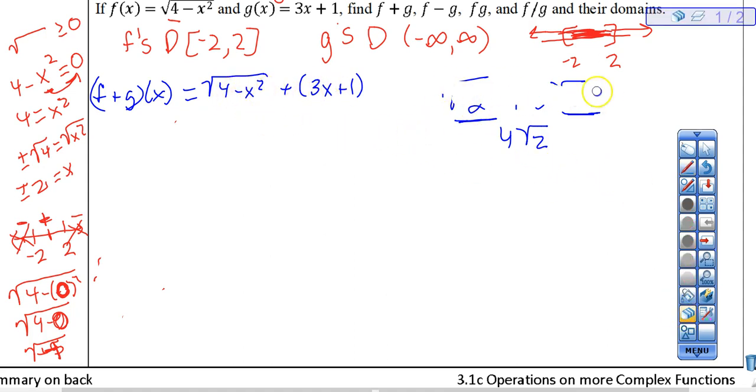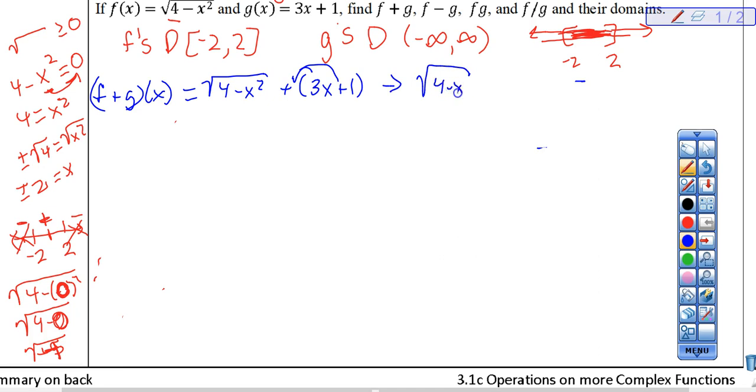Pretty much done. Other than I do need to get a fatter eraser real quick so I can erase faster. Okay. So I do need to get rid of that parentheses, but it's really important that I pay attention to it. All right. So we get square root of 4 minus x squared plus 3x plus 1. Domain, -2 to 2. That's it. Looks terrible. I'm embarrassed to put that in my video. Oh well.